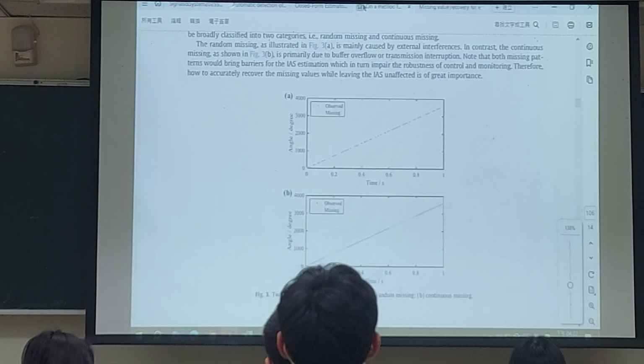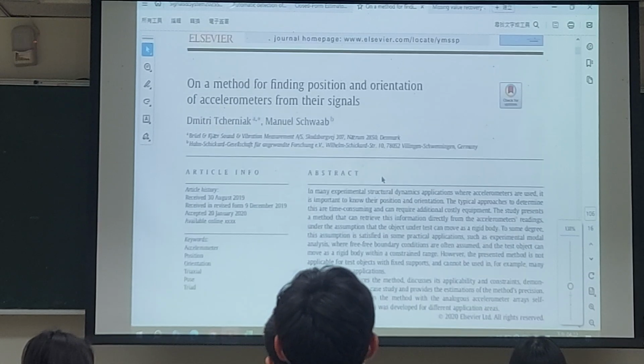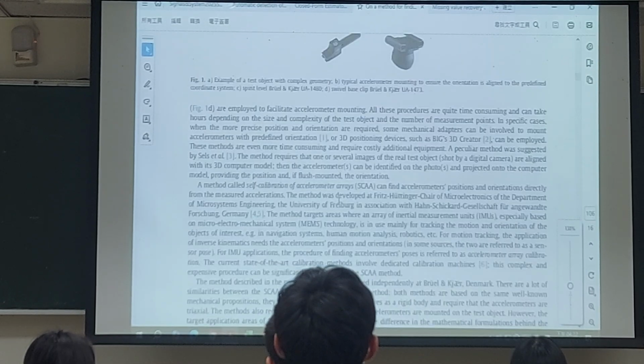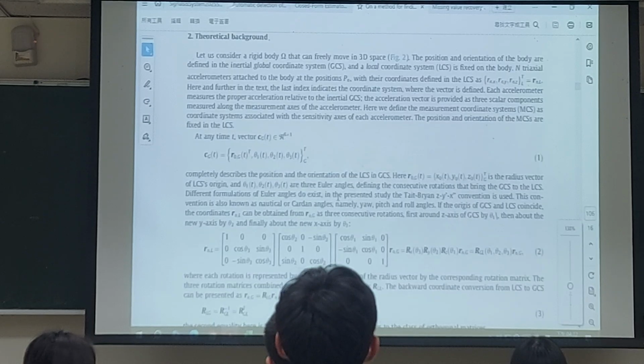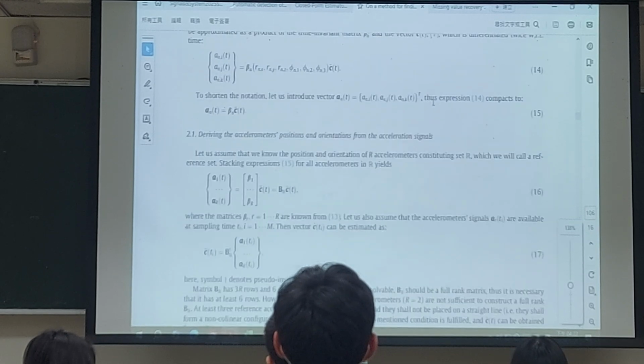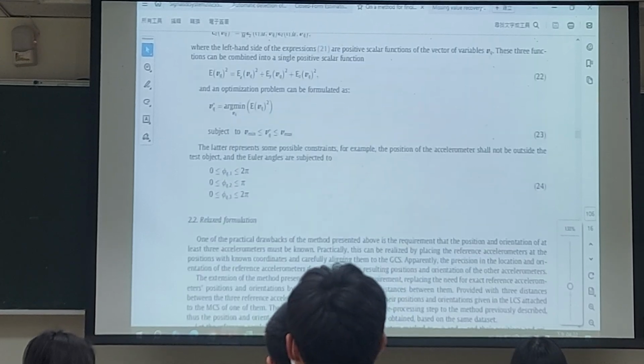And also this one, finding position and orientation of accelerometers from their signals. Some of you maybe are working in the UAV lab. This will be very useful for those who are in the UAV lab. Okay? So this is also a very interesting topic.